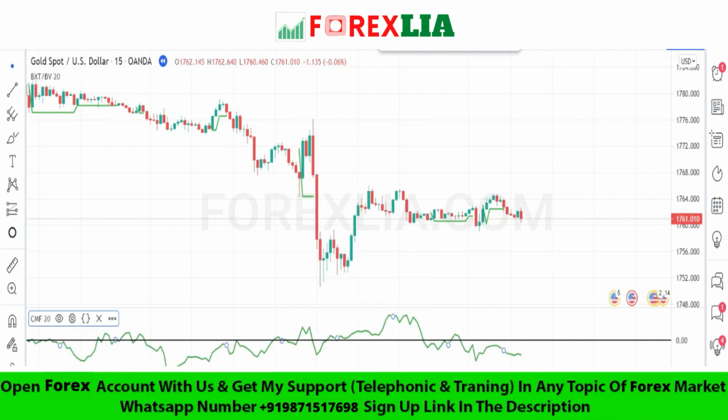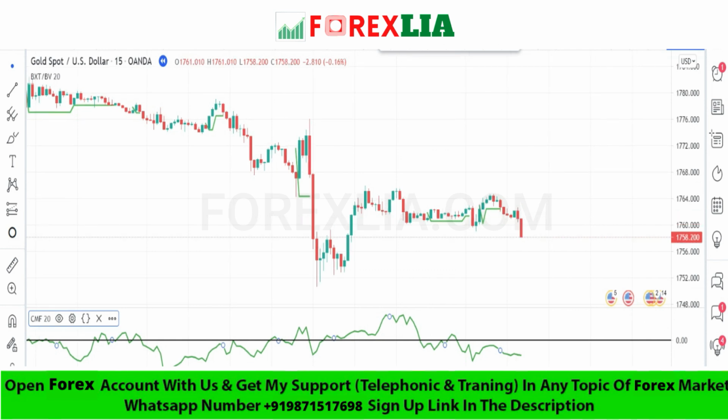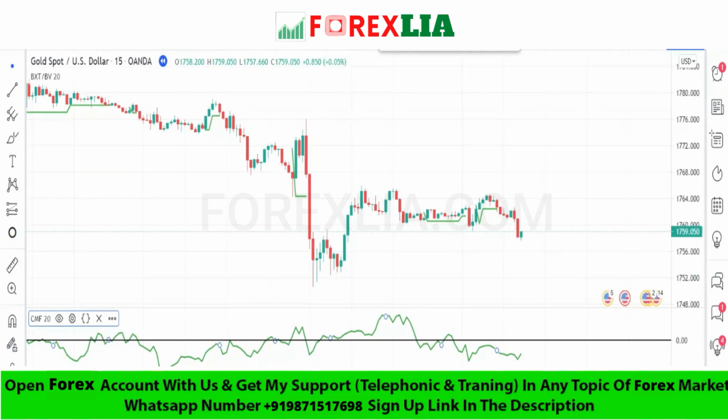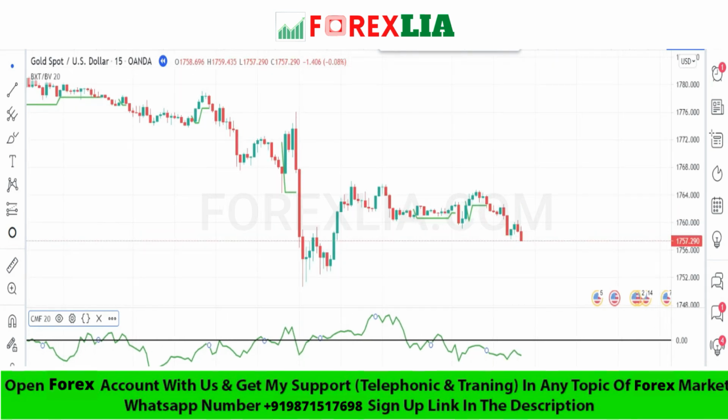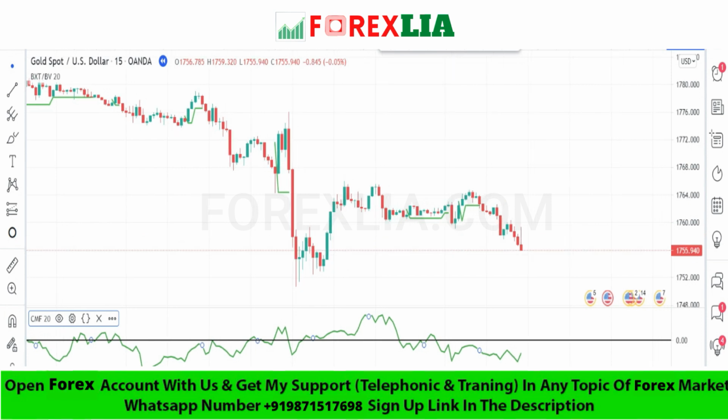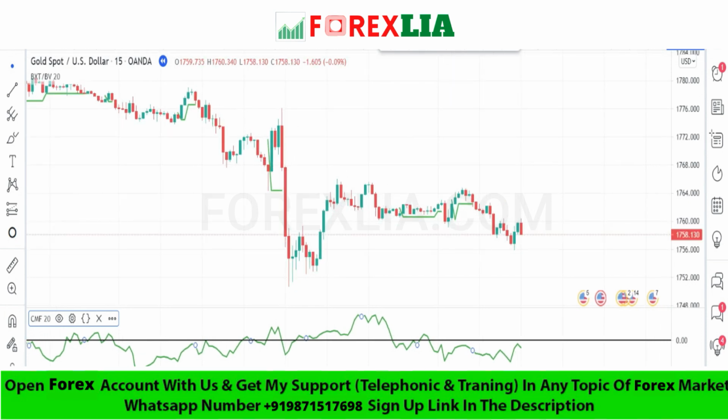If market is above Better Trend X indicator, with extra confirmation of CMF indicator above zero level black line, then we take a buy trade.